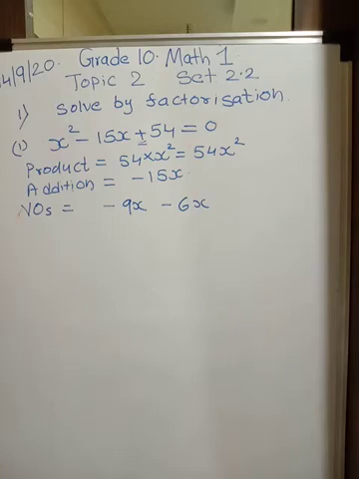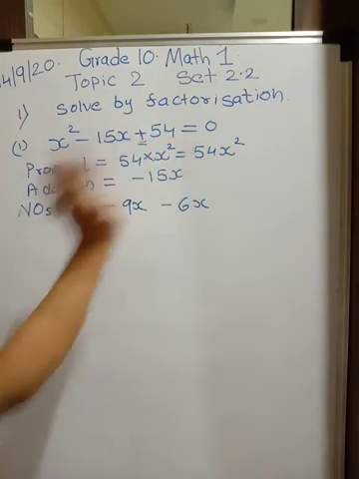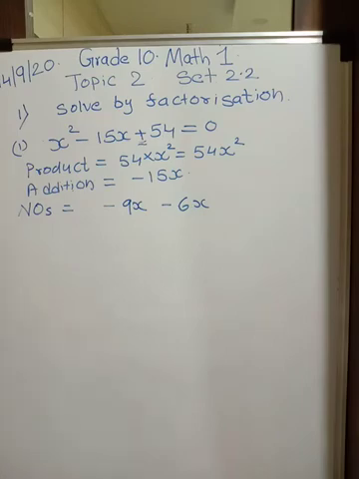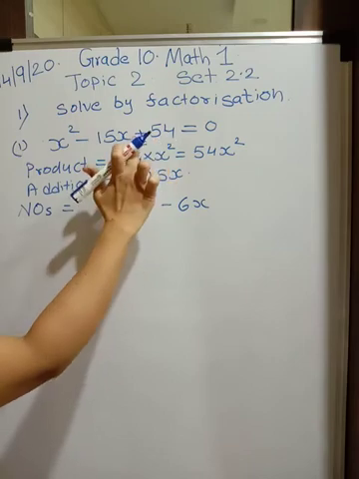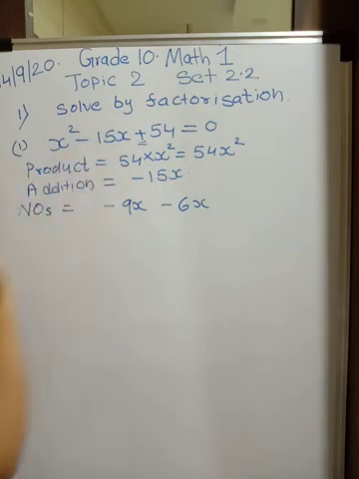Let us concentrate only on numbers. Only x square is 1x square. So 1 into 54 will be only 54. So what should be your question? Tell me two numbers whose product is 54 and whose addition is minus 15. Okay, and then you get this. Now you substitute this for your minus 15.